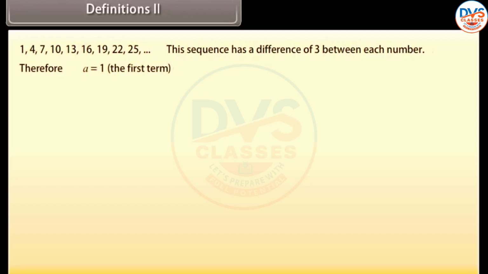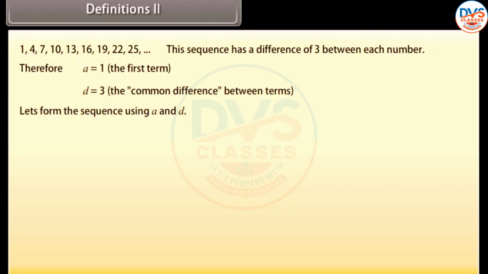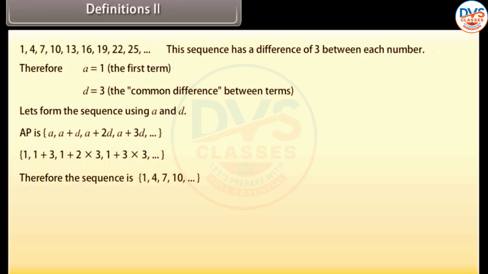Definitions 2. Look at this example now. We can see that this sequence has a difference of 3 between each number. Therefore, A is equal to 1, the first term, and D is equal to 3, the common difference between terms. Let's form the sequence using A and D. We know the AP is A, A plus D, A plus 2D, A plus 3D, and so on. Substituting the values of A and D, we get 1, 1 plus 3, 1 plus 2 into 3, 1 plus 3 into 3, and so on, which gives the sequence 1, 4, 7, 10, and so on.